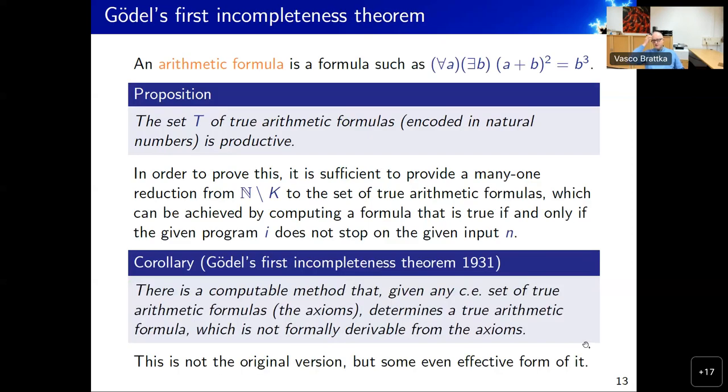And that's related to another famous problem in logic, namely Gödel's first incompleteness theorem, which we can state here such that the set of true arithmetic formulas is productive. So an arithmetic formula is a formula like this one here: for all A, there exists a B, so that something holds, which involves addition, multiplication, equality here in this case. Of course, this formula here is not true, but if you look at the true formulas, then they actually form a productive set. So how can one actually prove such a thing? It's not too difficult. All you need to do is describe the complement of the halting problem by a set of true arithmetic formulas.